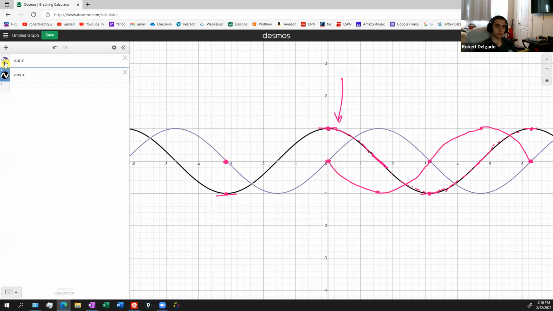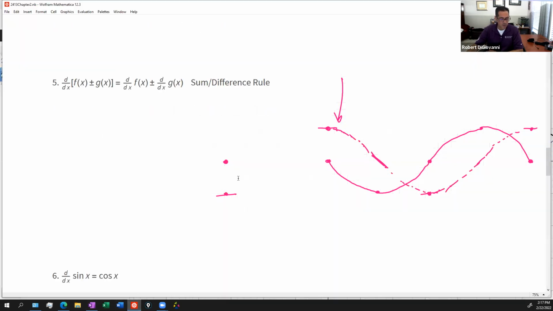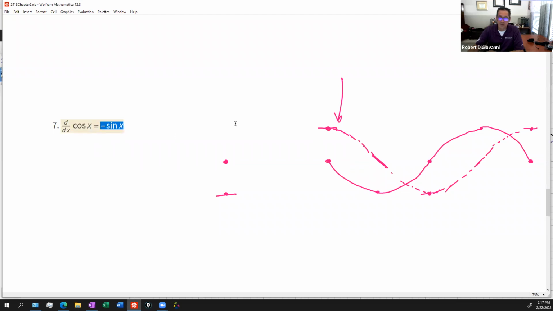No, it's not sine, but what is it? It does kind of look like sine. Doesn't it look like sine flipped over? It looks like sine reflected over the x-axis, doesn't it? So the derivative of cosine looks like sine, but reflected over the x-axis. When we want to reflect things over the x-axis in algebra, we put a negative in front. And so without me proving it to you, the derivative of cosine of x is negative sine of x. I didn't prove it. I could prove it with the limit, but it'll take too much time.